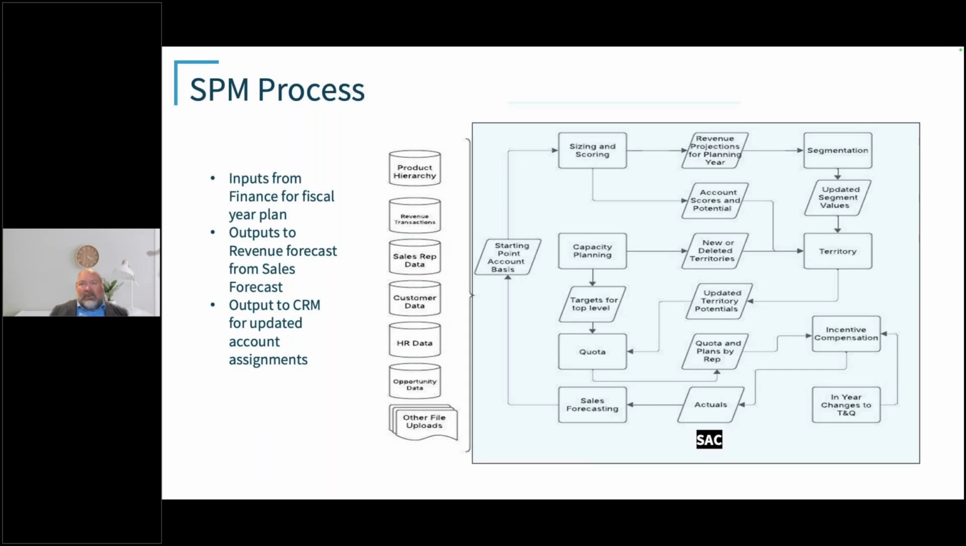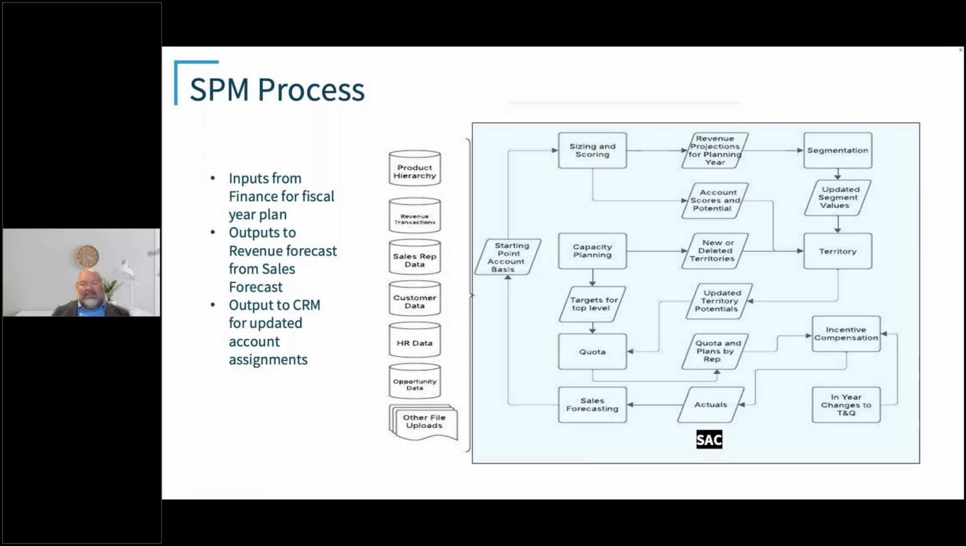Going back to the scoring and sizing, what comes out of there that feeds into territory is really our account scores and potential, which is going to help us when we get to territory. So we have those two outputs, from segmentation and from sizing and scoring, feeding into our territory.